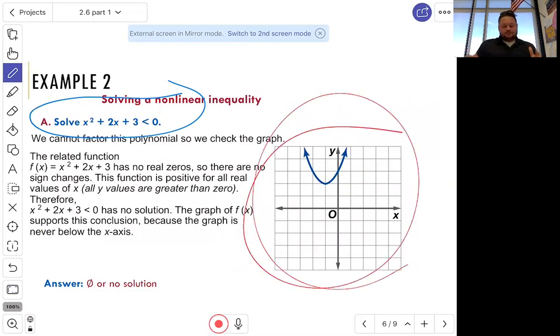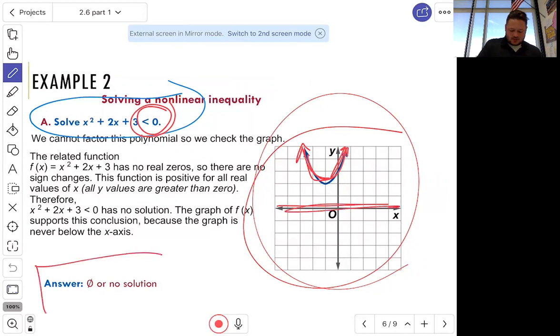And if you notice, I want to know the solutions where this function is less than 0. Well, let me ask you, is there anywhere here where the graph is less than 0? Well, no, it's not below the x-axis. So the answer would just be no solution.